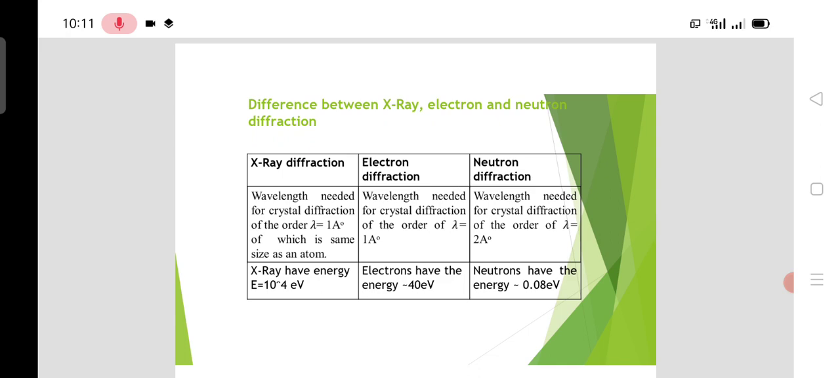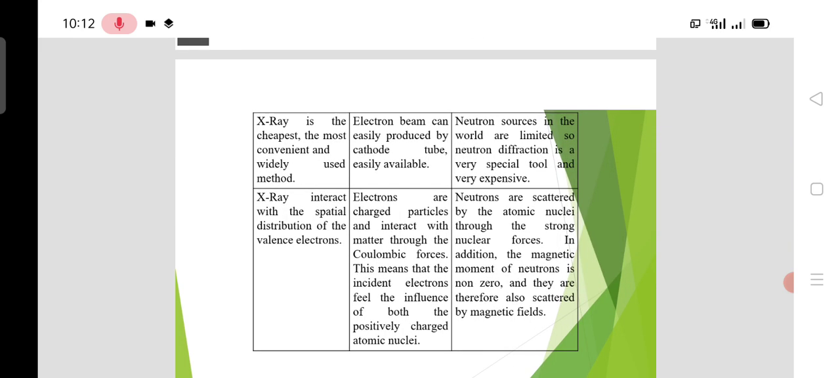X-rays have energy E equal to 10 to the power 4 electron volt. Electrons have energy nearly equal to 40 electron volt, and neutrons have energy nearly equal to 0.08 electron volt. X-ray is the cheapest, the most convenient and widely used method. An electron beam can be easily produced by the cathode tube, so it is easily available. Neutron sources in the world are limited, so neutron diffraction is a very special tool and very expensive.